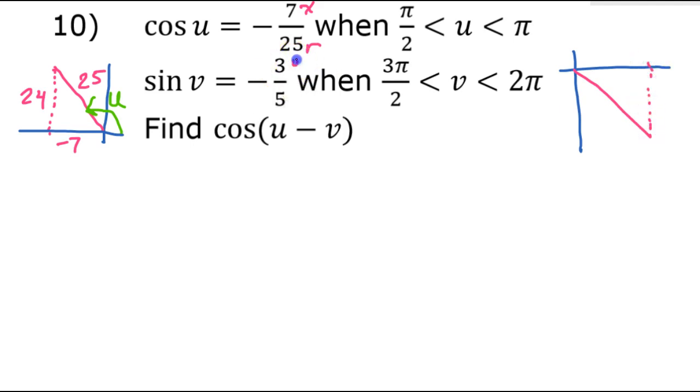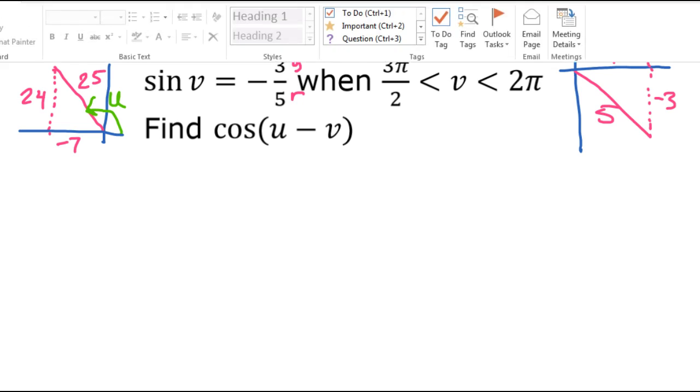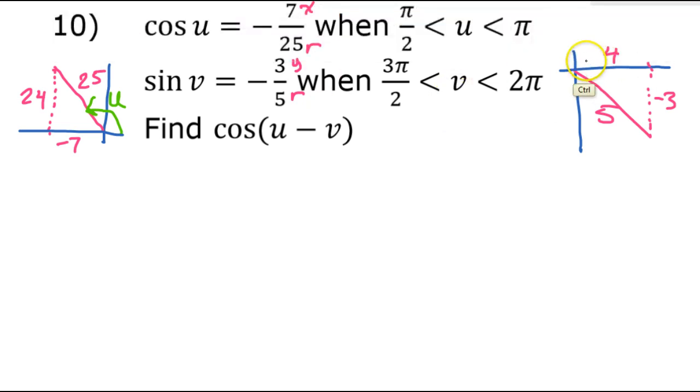Alright, sine is y over r. So that means we're looking at negative 3 and r is 5. And this is the Pythagorean triple 3, 4, 5. So I know that x will be 4, positive 4 in this quadrant. Okay, let's label that angle because this is angle V and we do not want to get confused. So this is a picture of angle V.